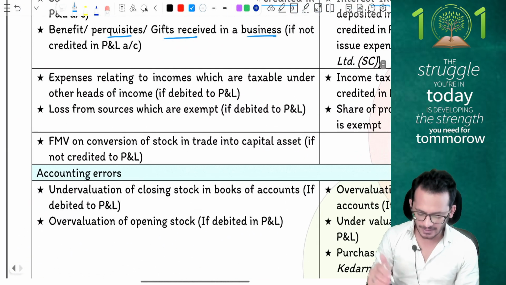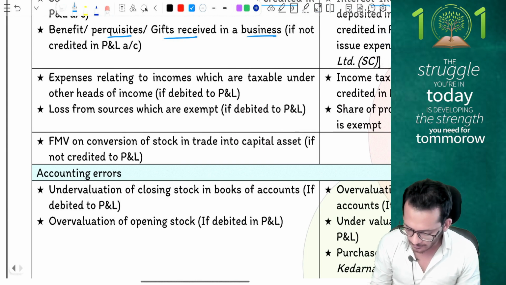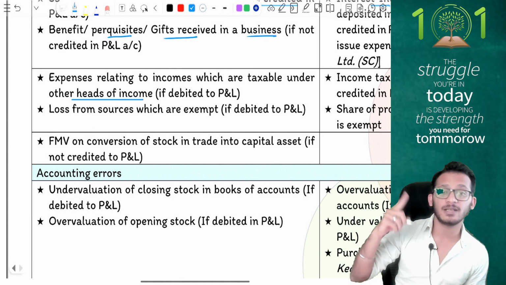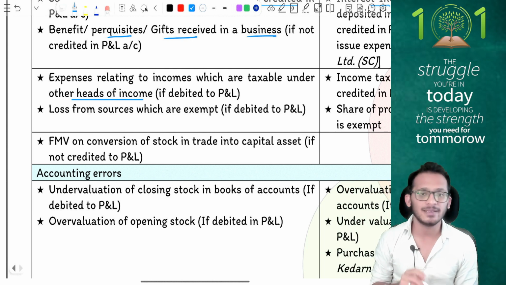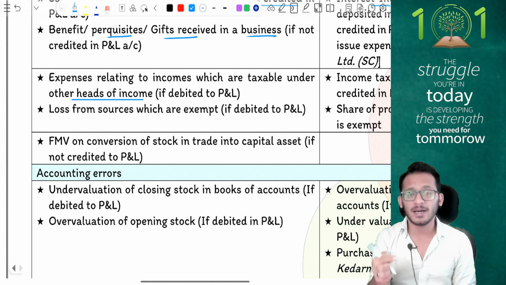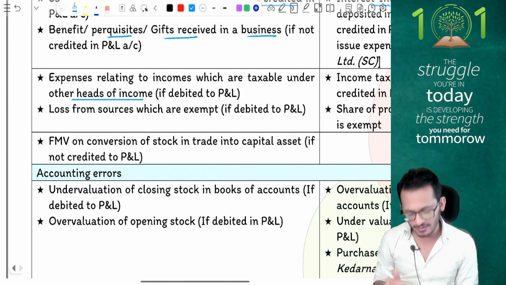Next items: first item says expenses relating to income which are taxable under other heads of income. If you have an income which is taxable under other heads of income, the corresponding expenses also should be treated under other heads of income. Yes, and therefore if those expenses are a part of my P&L, I will simply add them back. Yes, so that is what this is clarifying.